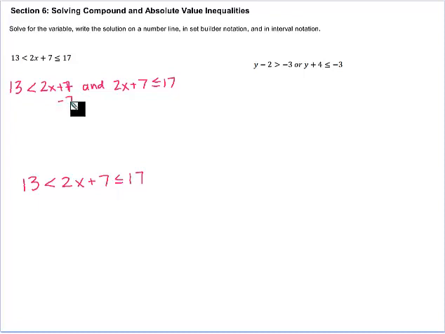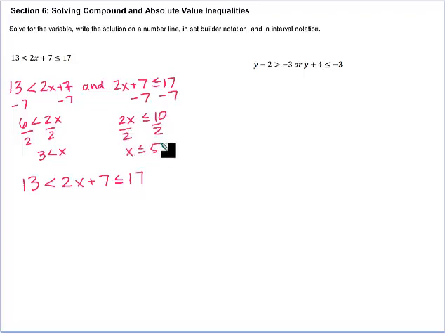So the first way, you would subtract 7. You get 6 is less than 2x and then divide by 2. So 3 is less than x. You would subtract 7 from your second equation and get 2x is less than or equal to 10, and then divide by 2, so x is less than or equal to 5. Notice you did the same exact two steps to both equations, so you can actually do that all at once.